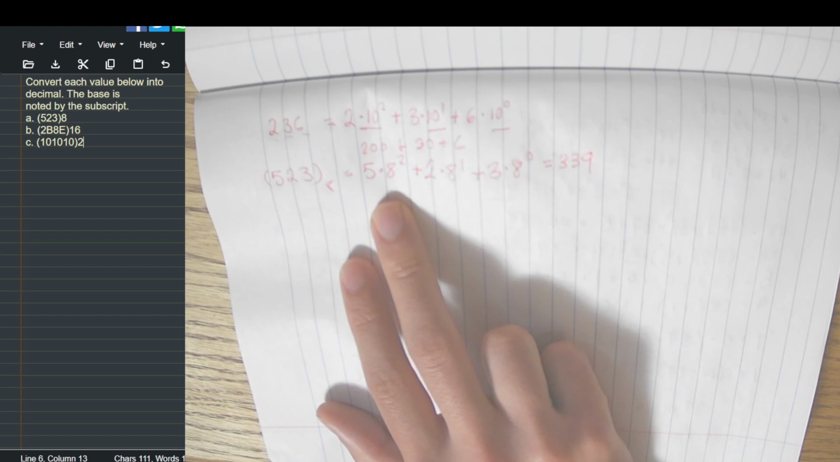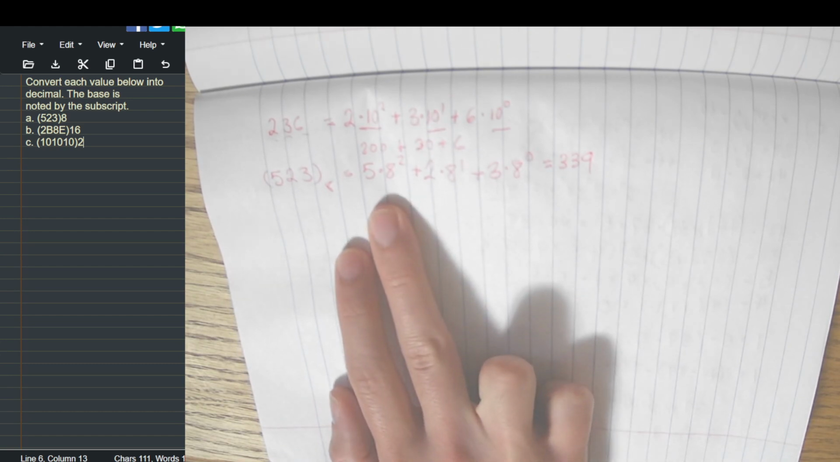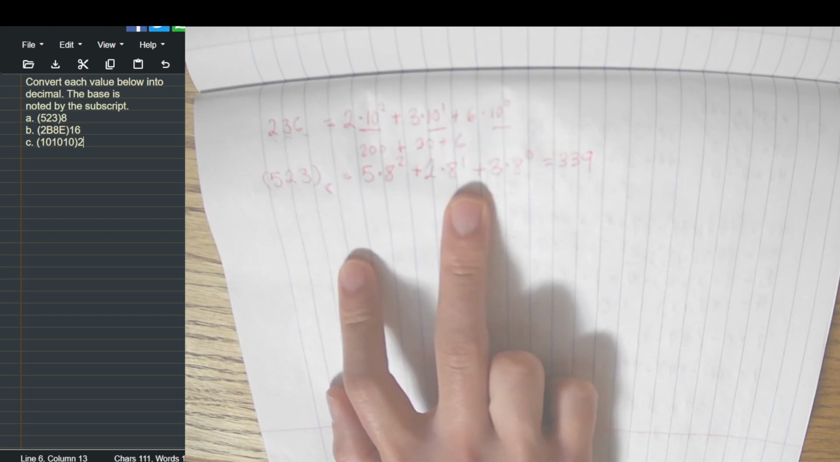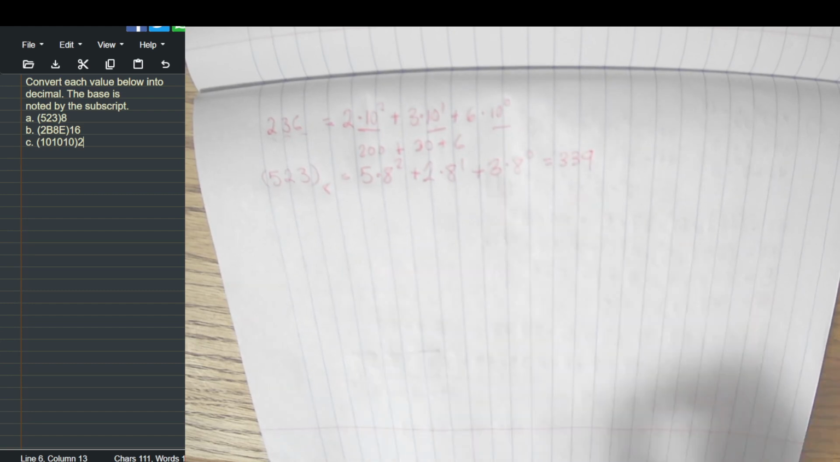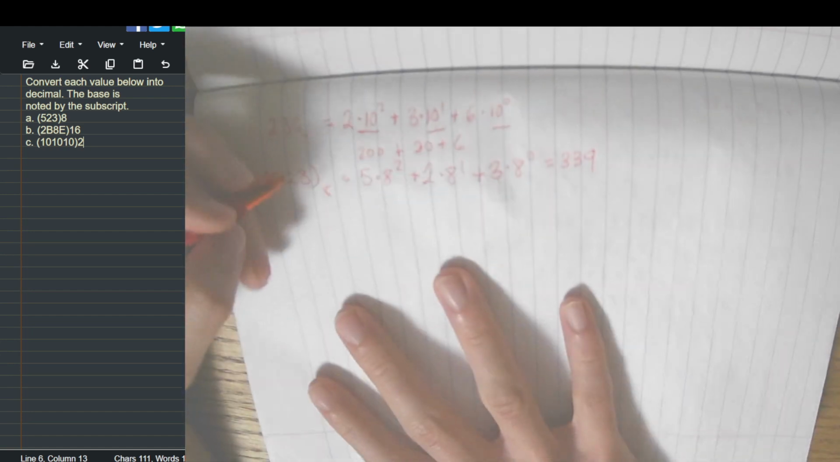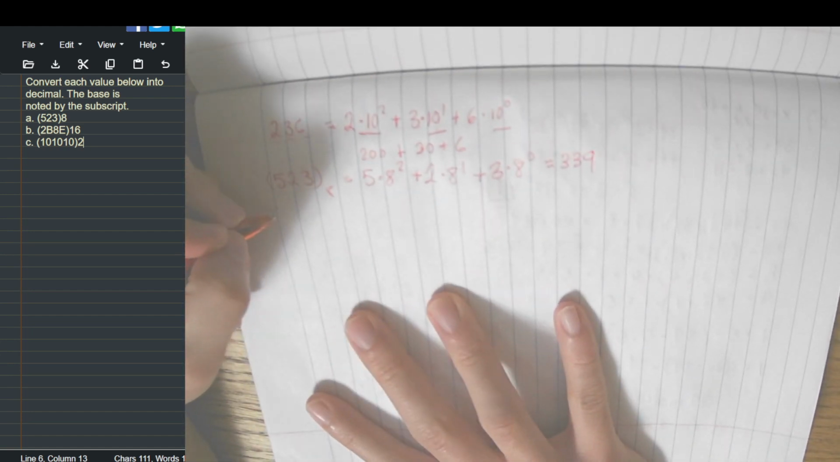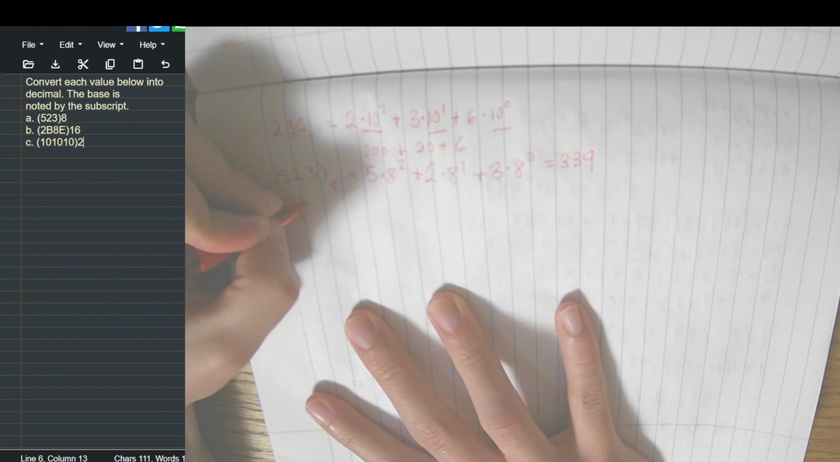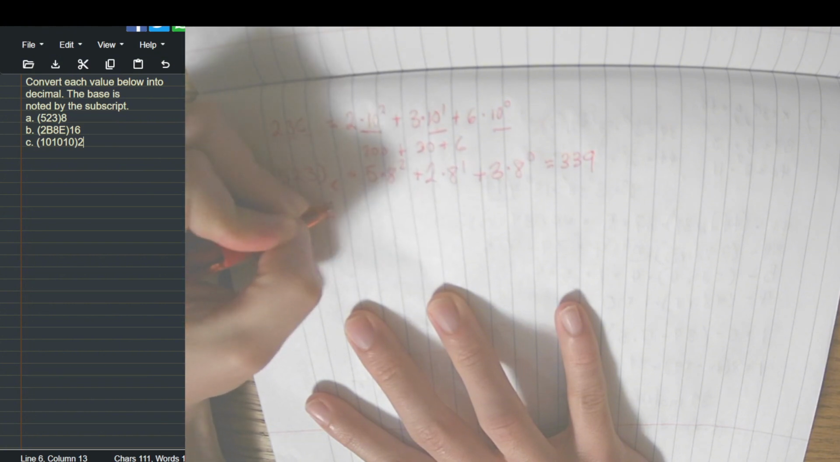64 times 5 is 320. Plus 16 is 336. Plus 3 is 339. So that's all well and good. I'll do one more example for you because base 16 is kind of weird. But if I have 2, B, 8, and E in base 16.